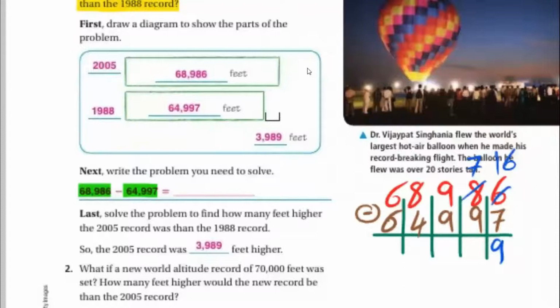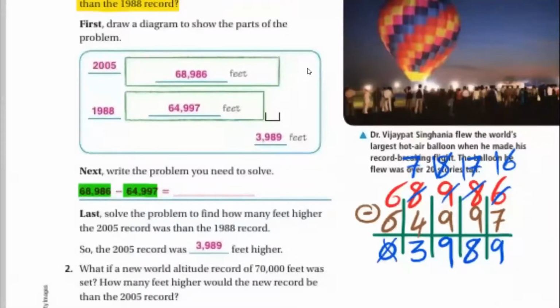And 7 minus 9 can't be, because 9 is greater than 7. So borrow 1 from 9, it will be 8, and 7 becomes 17. 17 minus 9 equals 8, and 8 minus 9 can't be as well. So let's borrow 1 from 8 here, it becomes 7, and this 8 will be 18. 18 minus 9 equals 9, and 7 minus 4 equals 3. And of course 6 minus 6 equals 0.